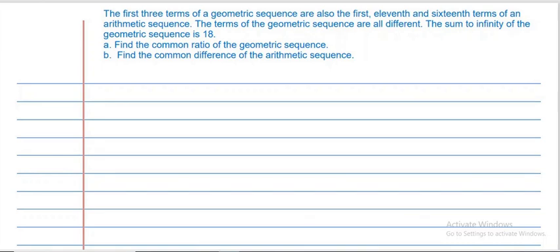So we have this question here. It says the first 3 terms of a geometric sequence are also the first, 11th and 16th terms of an arithmetic sequence. The terms of the geometric sequence are all different. The sum to infinity of the geometric sequence is 18. So we want to find the common ratio of the geometric sequence, and then we'll find the common difference of the arithmetic sequence. So let's start.